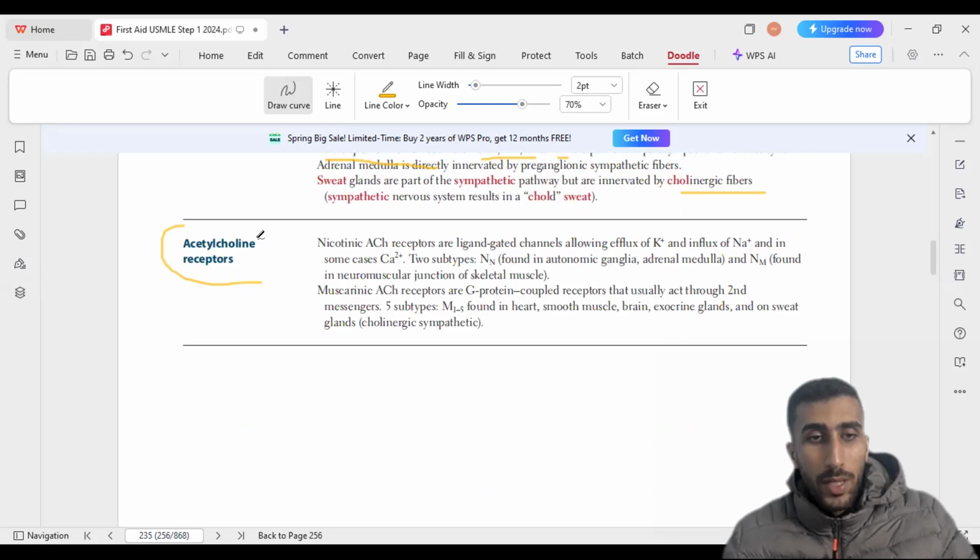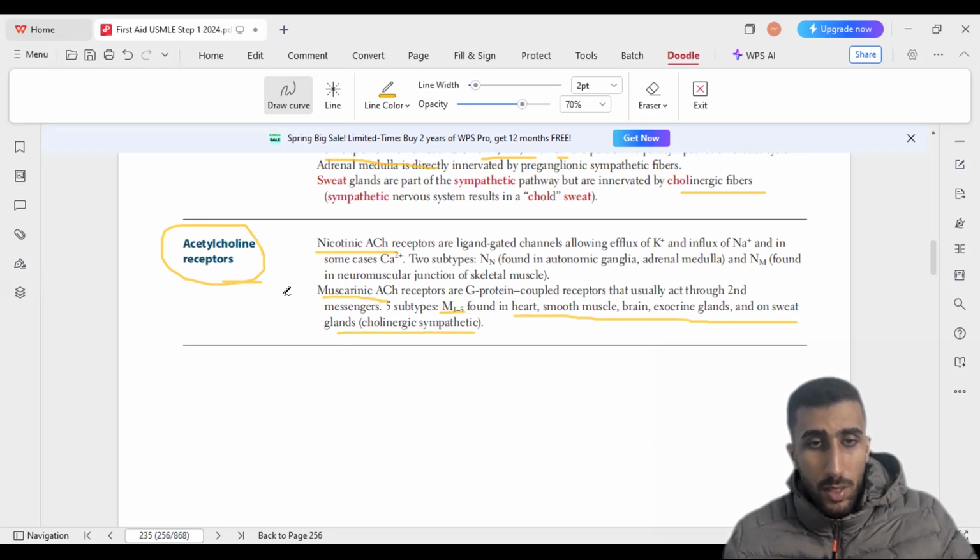So to recap, there are the nicotinic acetylcholine receptor and the muscarinic acetylcholine receptor. Muscarinic acetylcholine receptors are G protein coupled, usually acting through second messengers, M1 to M5, found in different places: the heart, smooth muscle, brain, exocrine glands, and sweat glands.